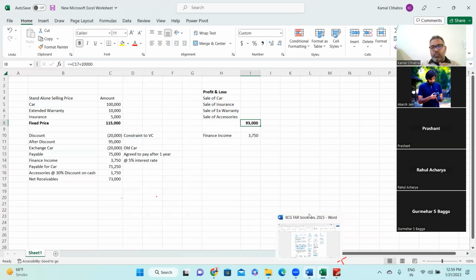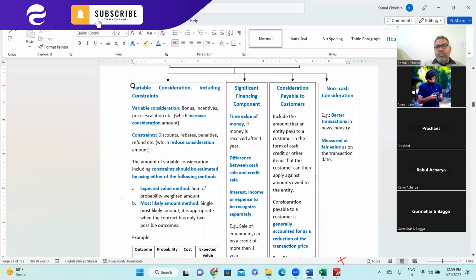Sir, why did you take 93,000 in sales? That is my doubt, my question. 73,000 plus 20,000 for exchange of old car, the fair market value of the old car. Okay. Right? So that also you are getting, no? Yes. So the fair market value of that also you need to add. Okay, thank you. So this is all about the transaction price side.